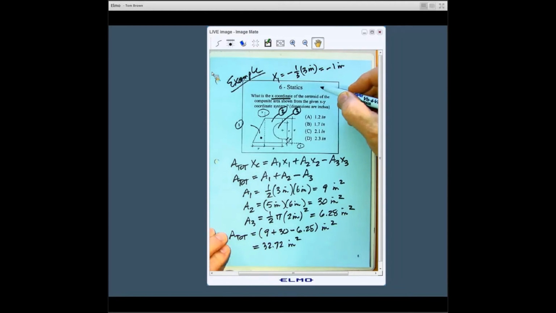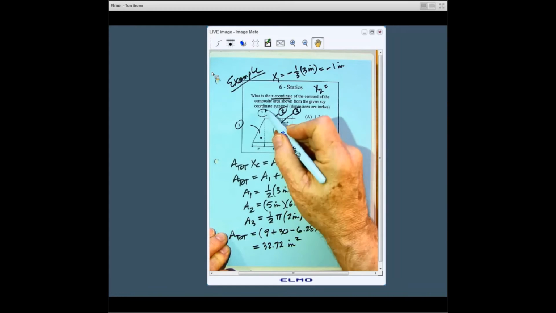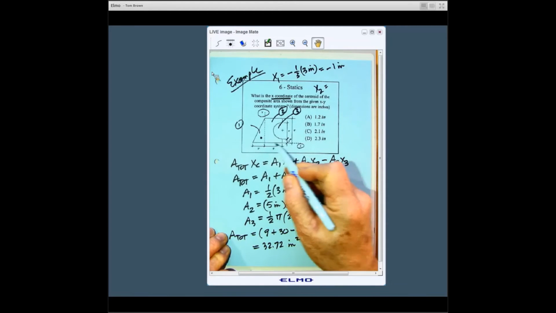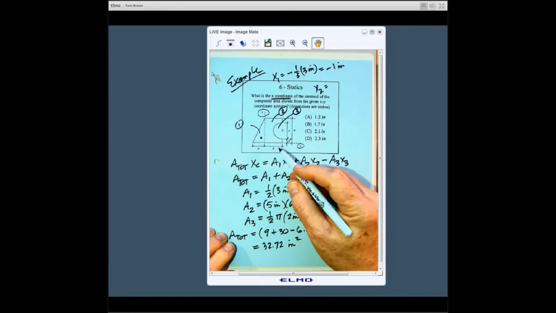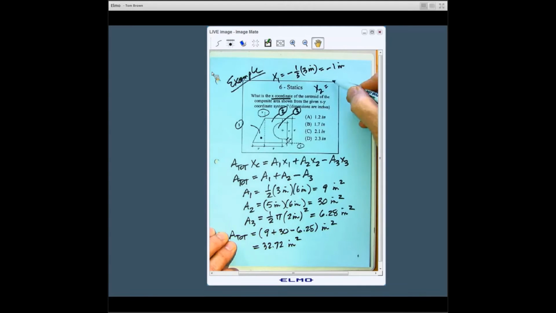Okay, then x2. Well, that's going to be easy. The axis is right here, a rectangle. So in x it's going to be half of 5. So we have 5 inches divided by 2, so this is 2.5 inches.